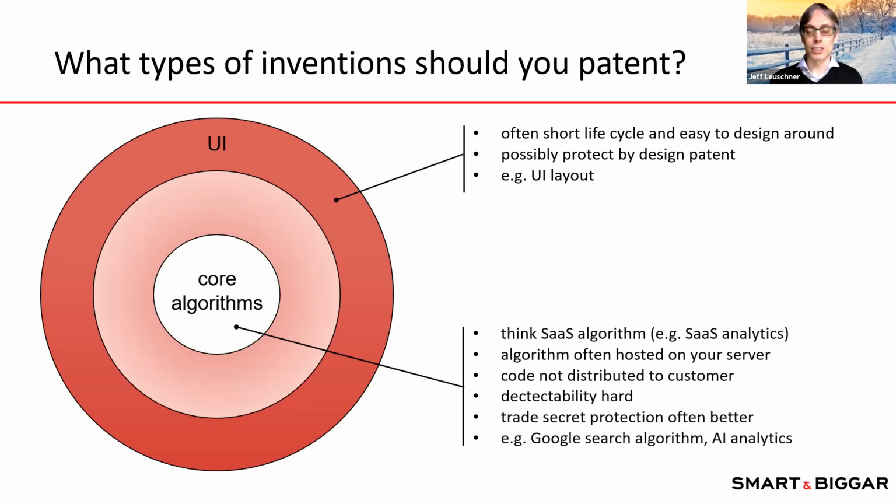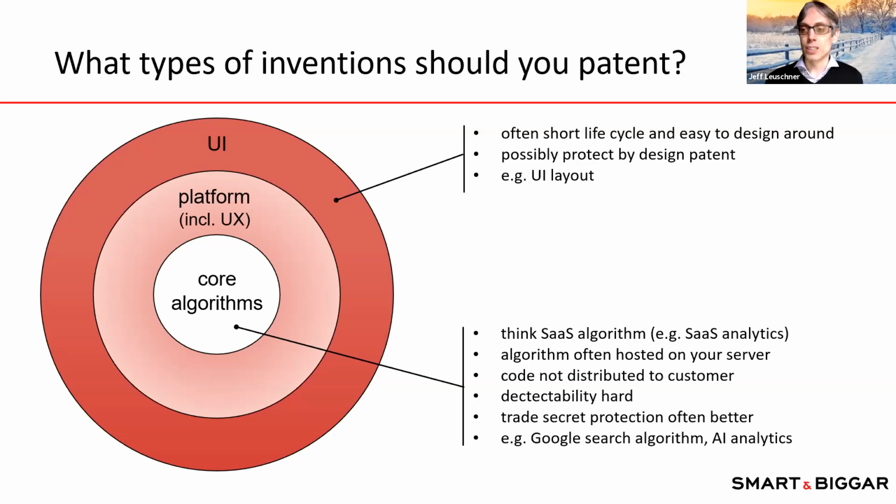I mean, think about this. It's an algorithm that's probably hosted on your server in the cloud. It's going to be code that you're not distributing to customers. Its detectability is going to be really hard, so you don't even know if someone else is infringing if you got a patent on it. Trade secret protection is probably a good route for you here, like what Google does for their search algorithm.